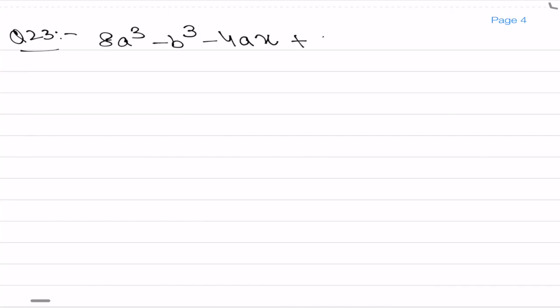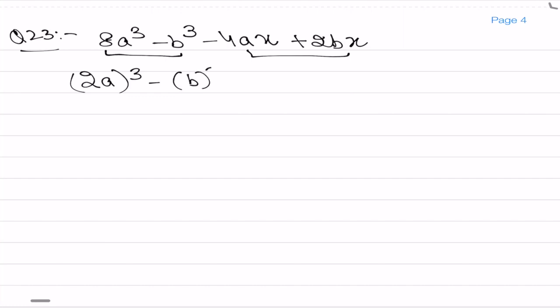I'll explain one question of similar type, that is question number 23. 8a cube minus b cube minus 4ax plus 2bx. Again, in the first two and in the last two. In the first two terms nothing is common, but both are perfect cubes: (2a) whole cube minus b whole cube. In the last two, what is common? We can see 2 and x. So what is left here in the bracket?